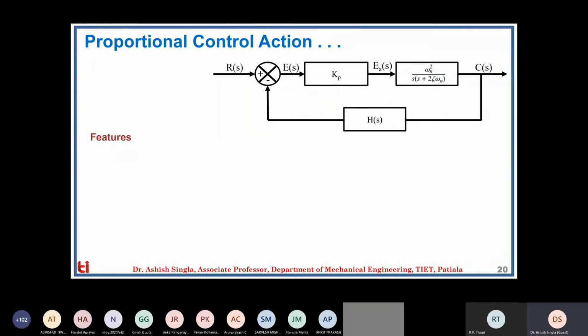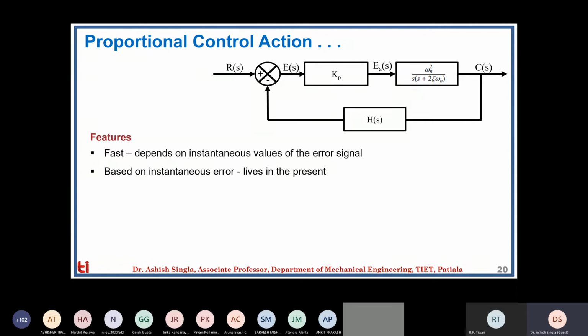Then comes the features of proportional control action. As I mentioned, the proportional control action is directly proportional to the error. So that's why it's fast, because it's directly based on error. If the error is more, the action is more. If the error is less, the proportional control action is less. So that's why it's fast in nature. It is based on instantaneous error, that's why it deals with the present. It lives in the present, which means it will take care of the errors in the present.